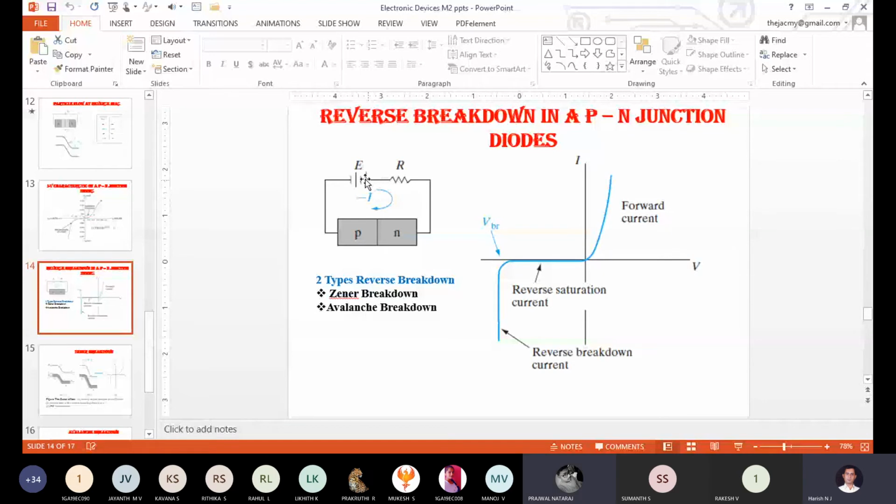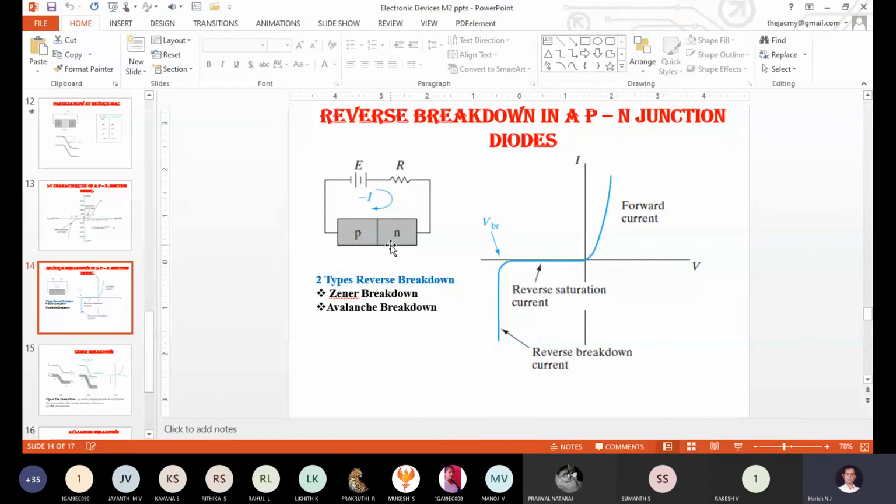Correct. So when I make this kind of connection with the help of an additional battery, all the majority charge carriers present in the P type start moving towards the negative terminal of the power supply. All the negatively charged carriers present in the N type start moving towards the positive terminal of the power supply. There is no ion movement across the depletion region. That condition we call the reverse bias condition of a PN junction diode.